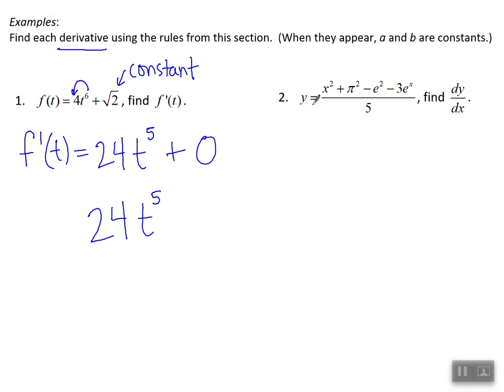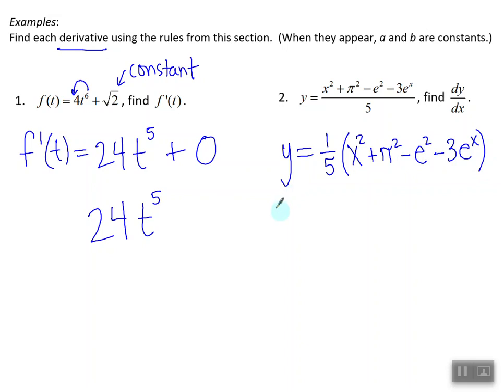Number 2, y equals the quantity x squared plus pi squared minus e squared minus 3e to the x, all over 5. Find dy dx. Using Leibniz notation, we are instructed to take the derivative of the function y with respect to x. Now, before I just jump into the derivative, I notice this looks kind of messy. This is a quotient. I would prefer to write it so it's not a quotient. So let's rewrite y before we take the derivative. So it says 1/5 times that quantity x squared plus pi squared minus e squared minus 3e to the x.